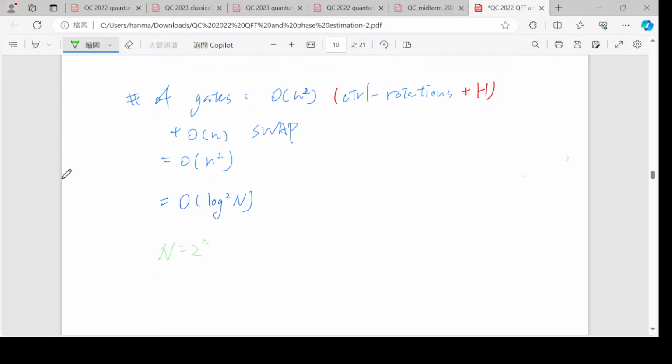So we are cheating a little bit because control rotations are not in our universal gate set, but let's just assume it's close enough. I think it's actually not too different. Yeah, we are cheating a little bit. A good question to check yourself is how many gates you need to implement the control rotation. But anyway, we have about order small n squared gates.